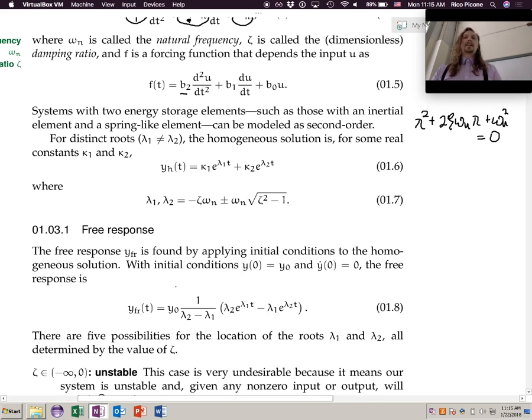YFR, is found by applying initial conditions to the homogeneous solution, right? That's what happens if you have no forcing, no input to the system. We want to see how it evolves. It's not going to do anything unless we give it some initial condition, right? There's no forcing, there's no initial condition. If it's 0, it will just stay there. So the initial condition has to be non-zero.